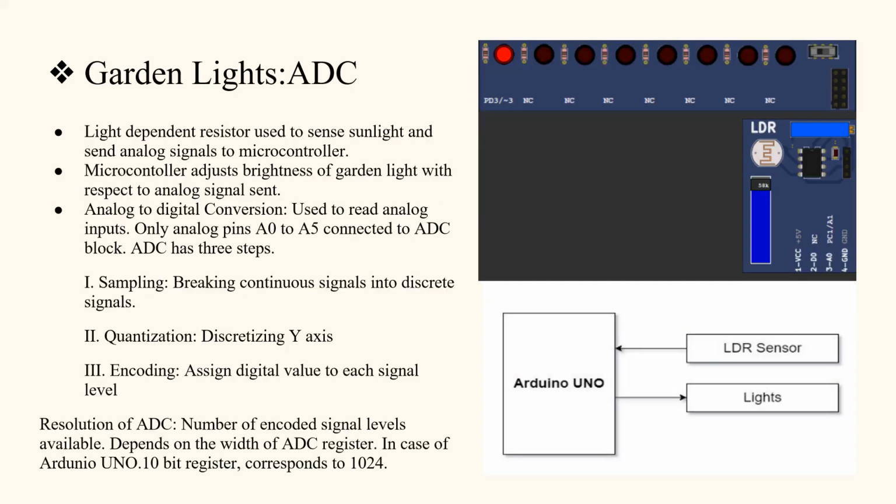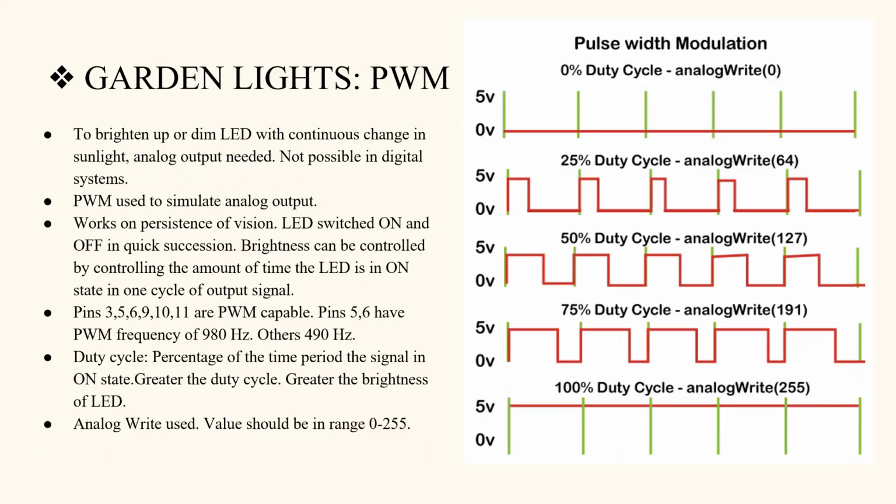Guidance light ADC. A light dependent resistor is used to sense sunlight and send analog signals to the microcontroller. The microcontroller adjusts the brightness of the guidance light with respect to the analog signal sent. Analog to digital conversion is used to read analog inputs. Only the analog pins A0 to A5 are connected to the ADC block. ADC has three steps: sampling, quantization, encoding.